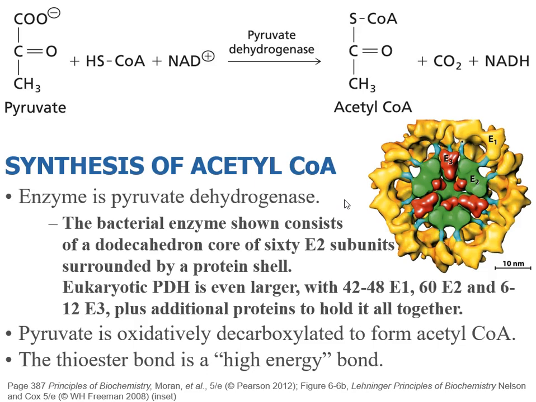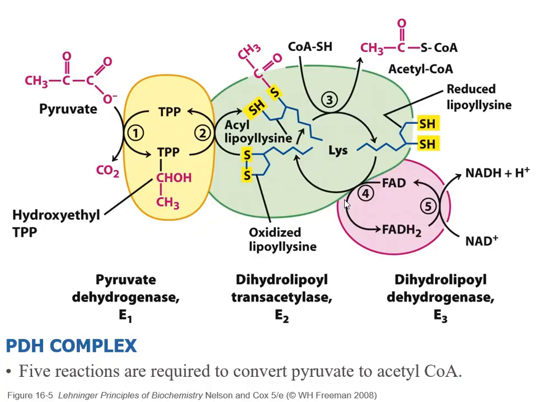So in the next slide, I'll show you how each one of these enzymes, E1, E2, and E3, participate in the conversion of pyruvate to acetyl-CoA. So here is the diagram right here. So here's pyruvate, and it's shown here in red. And in the first step, the carboxylate group is lost as CO2. And the next thing that happens is this portion of the pyruvate molecule is now bound to TPP.